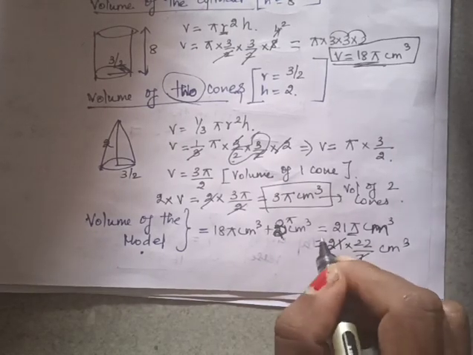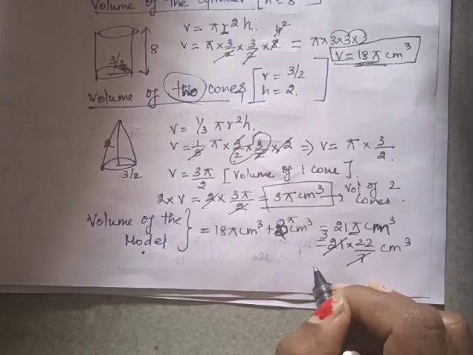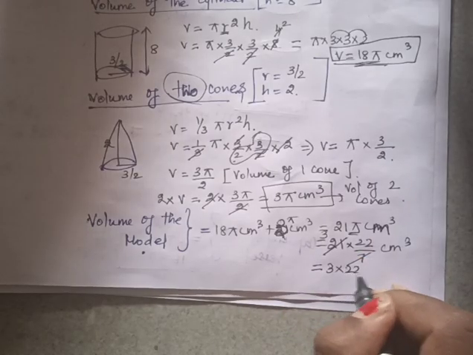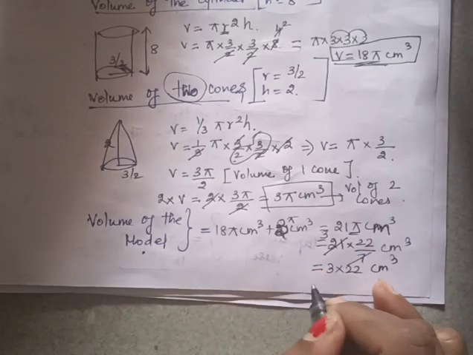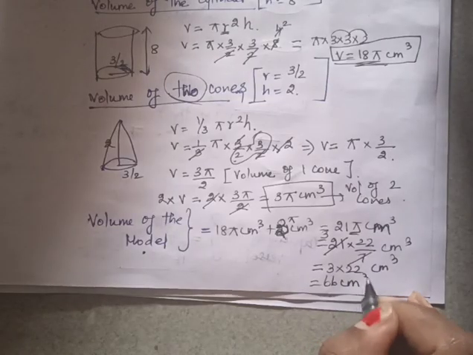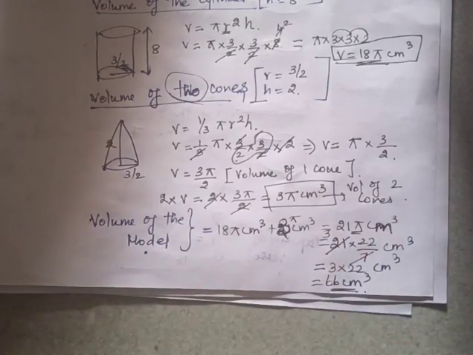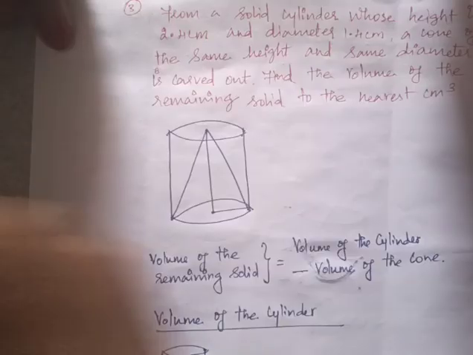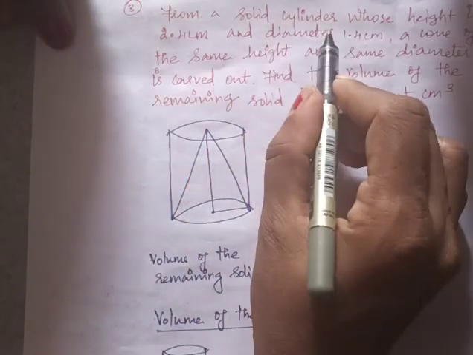In 7 tables, 21 is 3 times. 3 into 22 centimeter cube is equal to 66 centimeter cube, which is the volume of the model.